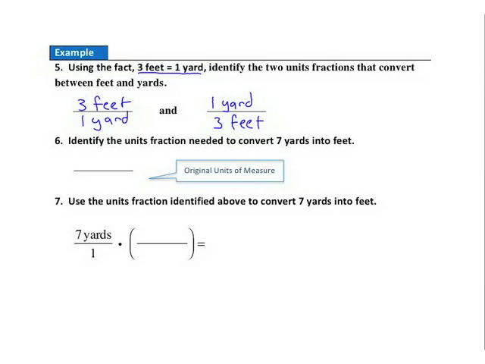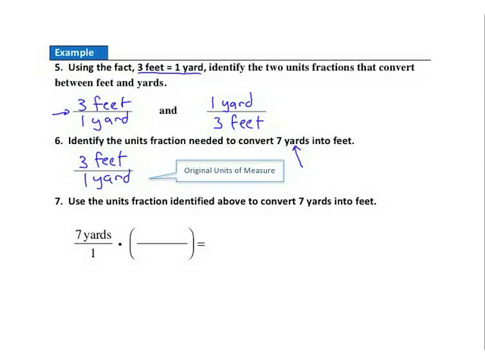Example 6. Identify the units fraction needed to convert 7 yards into feet. Notice I'm starting with 7 yards. That is my original unit of measure. So I want to choose a units fraction that has yards in the denominator. We always want to put our original unit of measure in the denominator. So I'm going to choose this units fraction here: 3 feet over 1 yard.